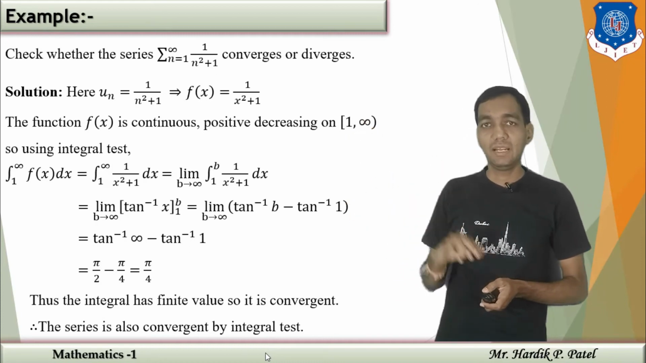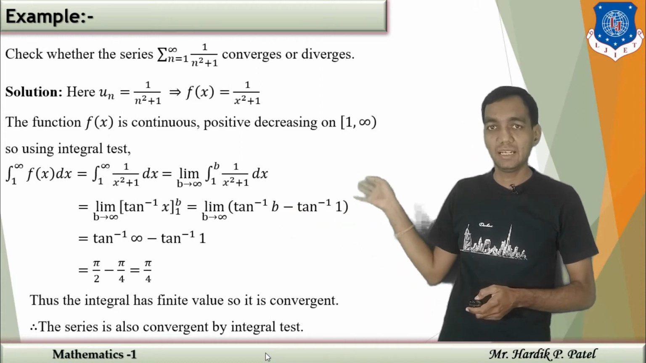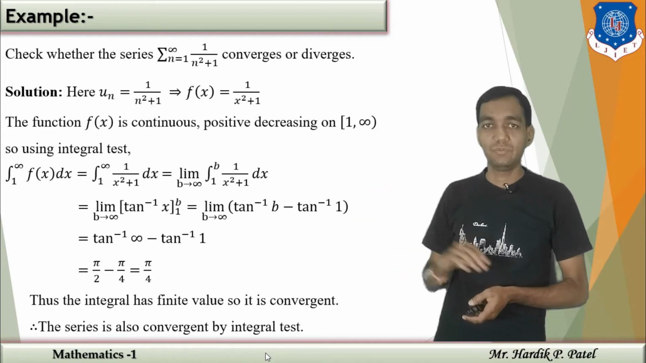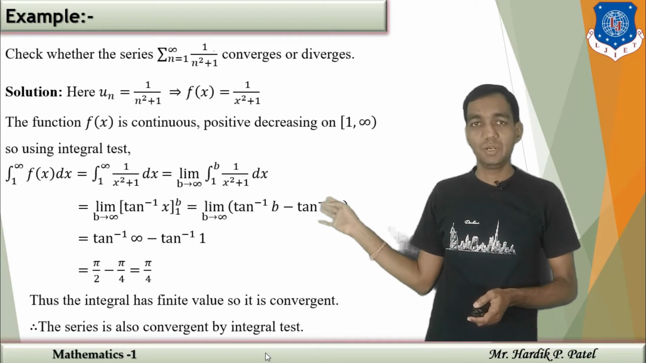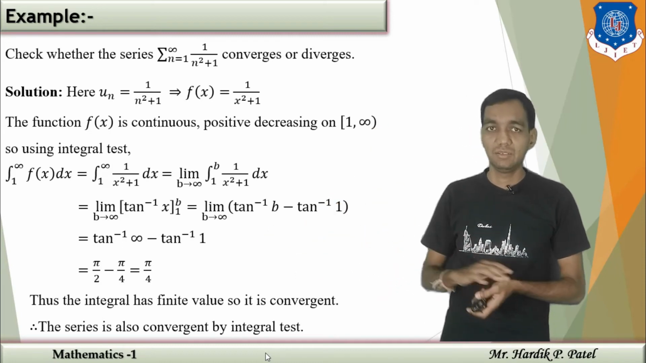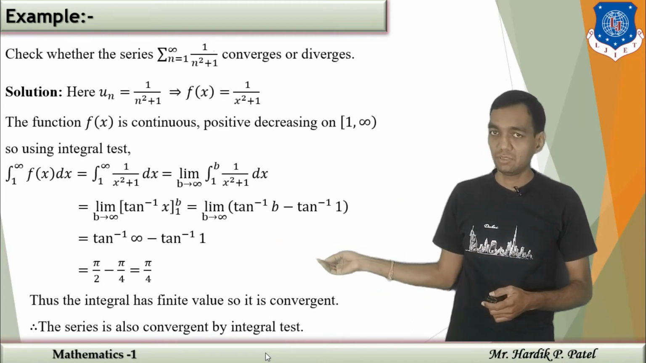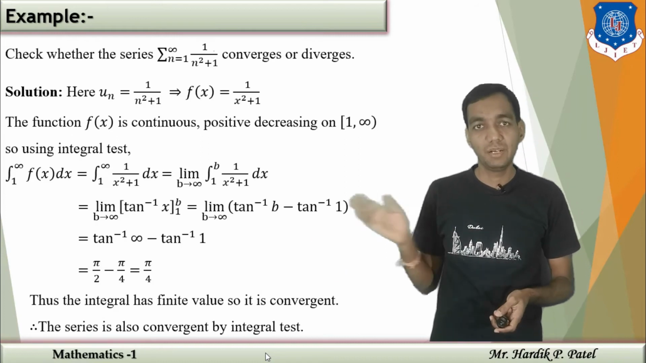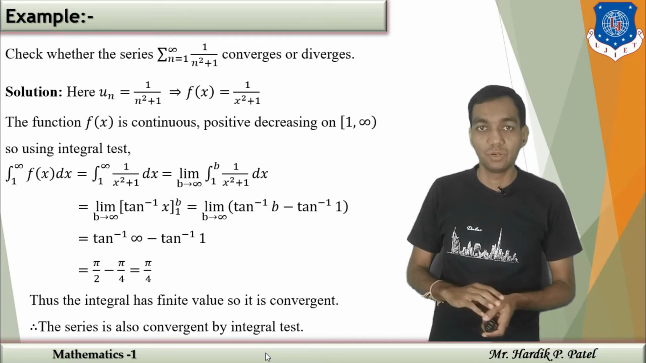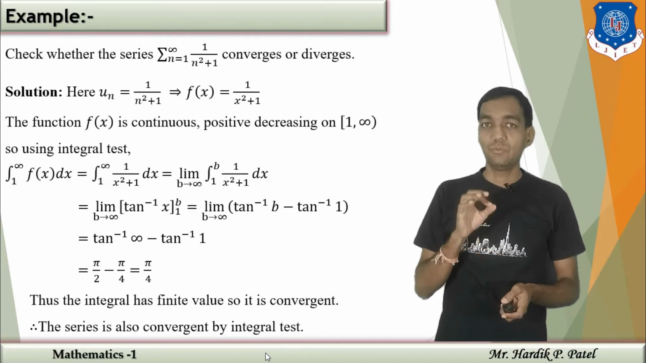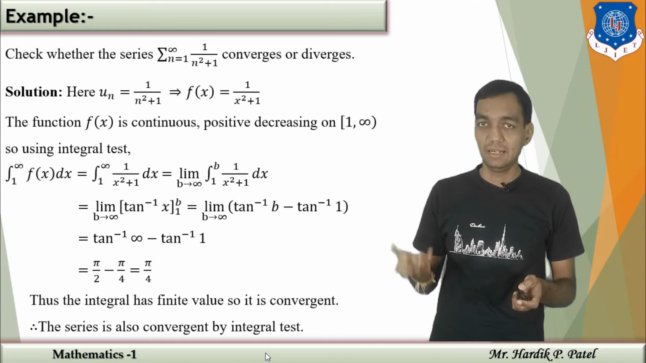But the integration of 1 upon x square plus 1 is nothing but tan inverse. So you will have limit b tends to infinity tan inverse x where the limit is from 1 to b. Applying the upper and lower limit, that will give you limit b tends to infinity tan inverse b minus tan inverse 1. And as b tends to infinity, you will have tan inverse infinity minus tan inverse 1. But tan inverse infinity has a value pi by 2 and tan inverse 1 has a value pi by 4. So that will give you the final answer pi by 4 which is finite. Now the value of the integration is finite, so your series is convergent by the integral test.